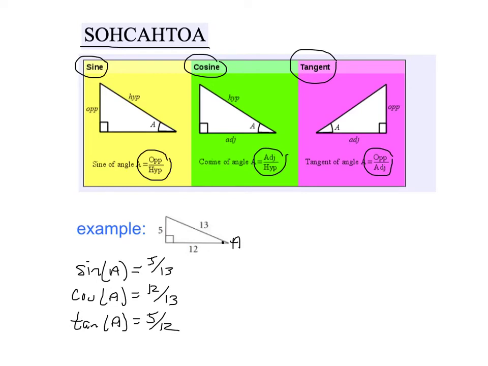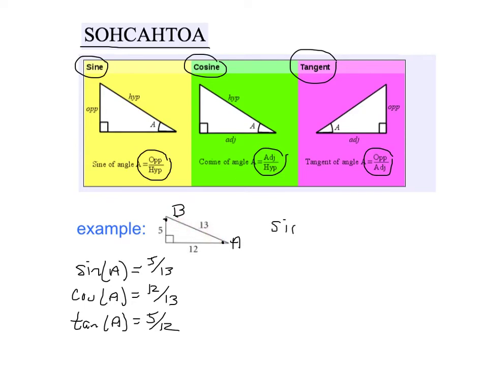Now, if you were standing at point B, things will be a little bit different, because what's opposite you now and what's adjacent to you now will switch. From B's perspective, 12 is opposite, 5 is adjacent, 13 is always the hypotenuse though. So we'll write down these for B.